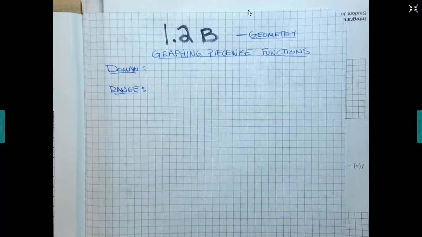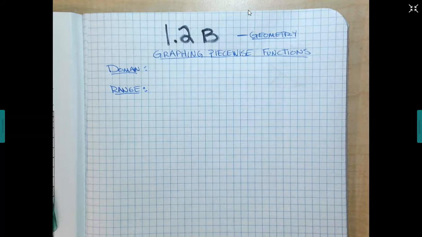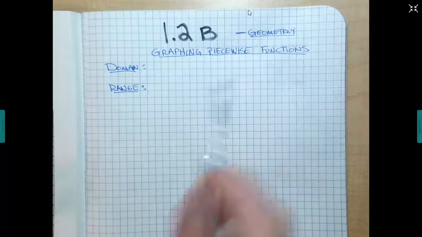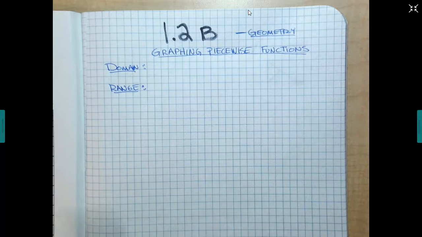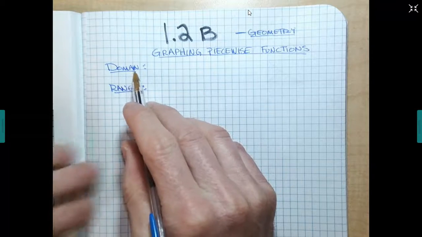So, all right, today we are going to be doing geometry 1.2b. And today we are going to be graphing piecewise functions. So yesterday we plugged in numbers and found out where they were. Today we're going to be graphing piecewise functions. So first piece, let's do a refresher of the domain.